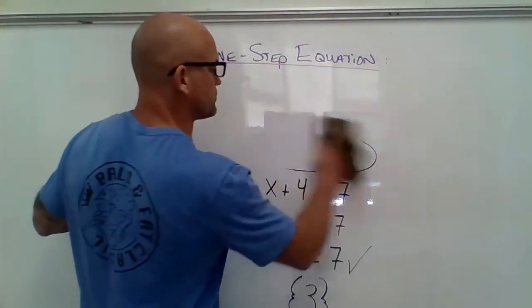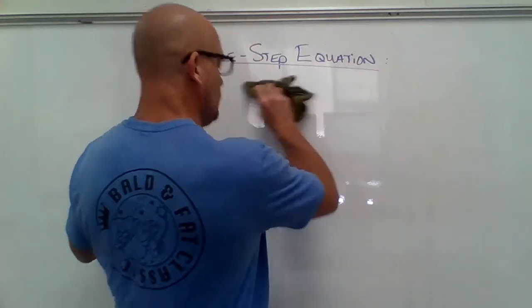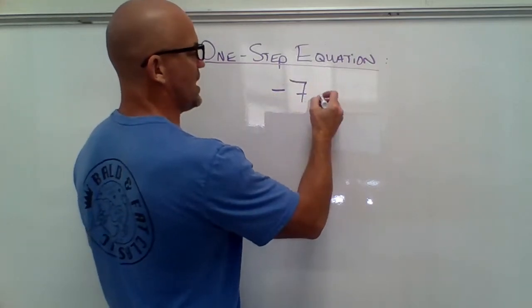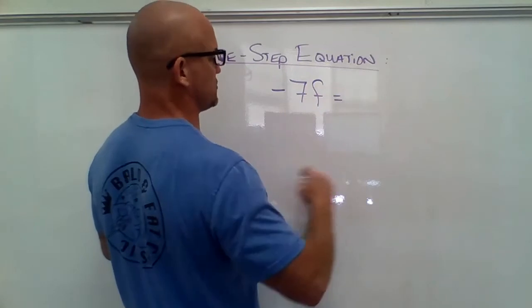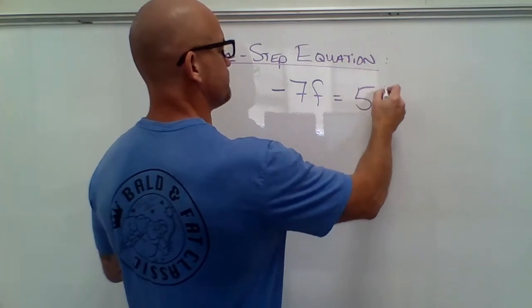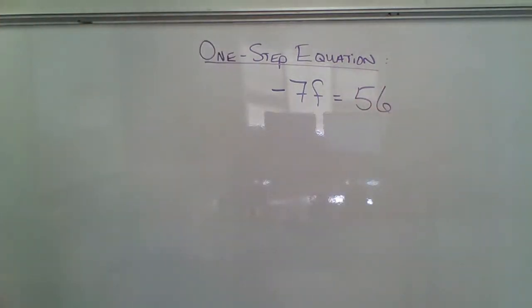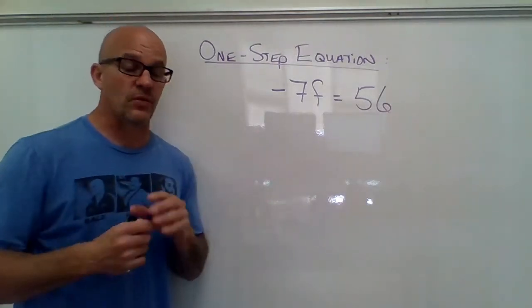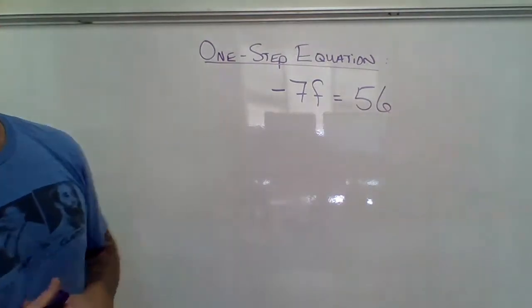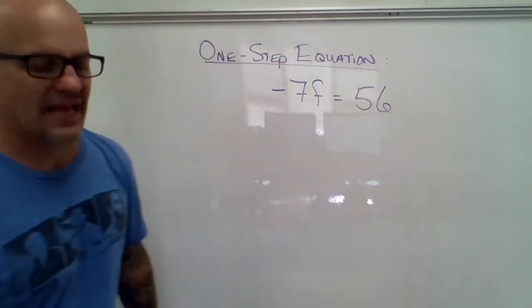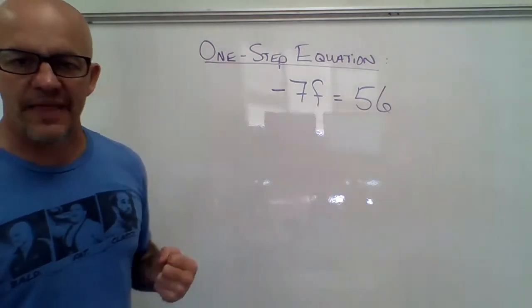Let's try another one. Let's throw some negatives in there because we love negatives. Let's put in negative 7f equals, let's go with, 56. We'll make it fairly simple. So negative 7f equals 56. So basically what this is telling me is that negative 7 times f equals 56. It's a one-step equation, meaning there's only one mathematical operation in there. So what I'm going to do is I'm going to tear this math apart. I can't take negative 7 times f. I can't. I don't know what f is. So I'm going to tear that multiplication apart.